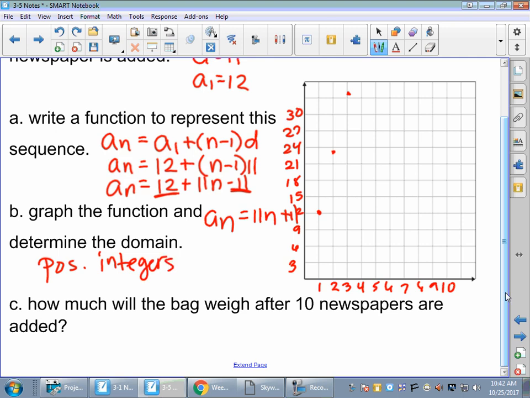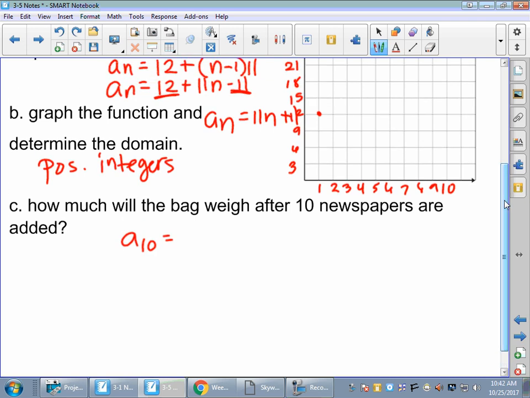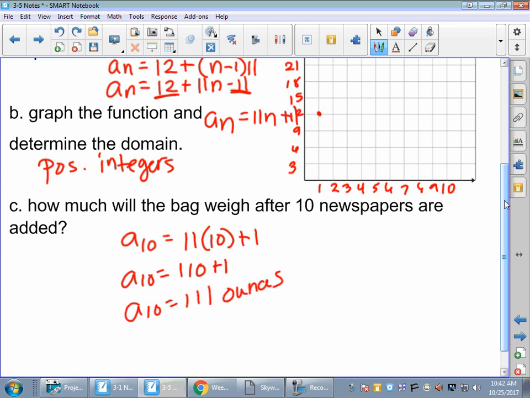So domain is your x values. How much will the bag weigh after 10 newspapers are added? So a sub 10 is equal to, if I look at my function, 11n, so 11 times 10 plus 1. A sub 10 is equal to 110 plus 1. A sub 10 is equal to 111 ounces. After 10 newspapers, it'll weigh 111 ounces.